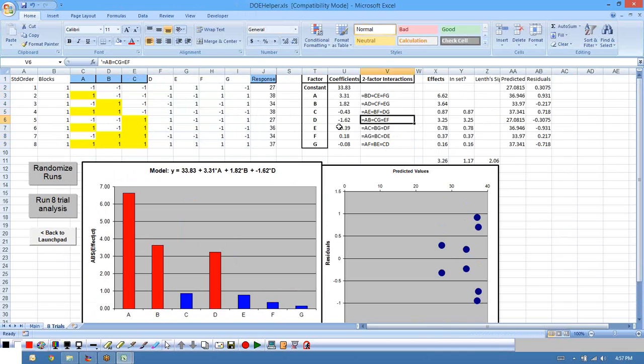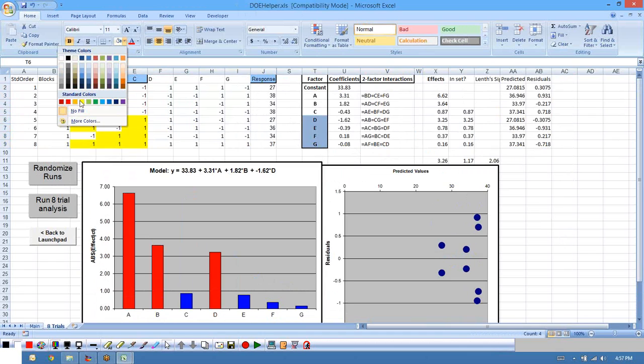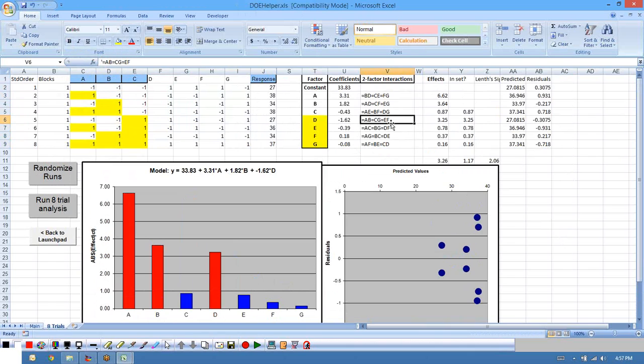A two-factor interaction is going to be what it is only if both of these other terms appear in the model. So let's take a look at D. D was the one that was significant. It could either be the AB interaction. So in other words, these did not appear. I'll color those yellow. It could either be the AB interaction, the CG interaction, or the EF. Well, since G doesn't appear and E or F don't appear, it has to be the AB interaction.